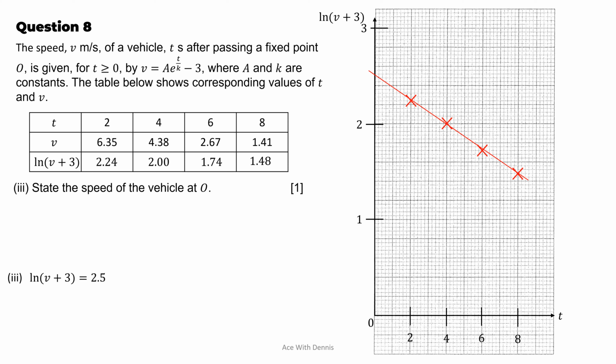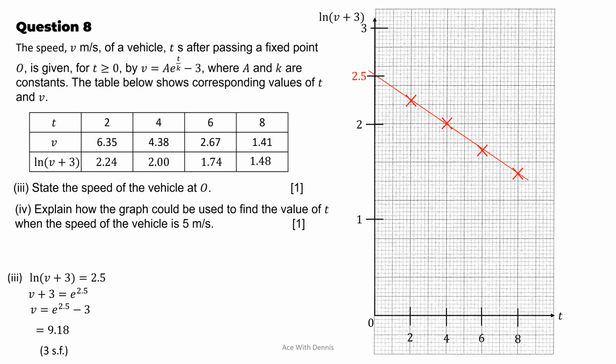When the vehicle is at point O, t equals 0, which means that ln(v + 3) equals 2.5. We solve this equation. We get v + 3 equals e to the power of 2.5, and v equals e to the power of 2.5 minus 3, and the value is 9.18, rounded to 3 significant figures.